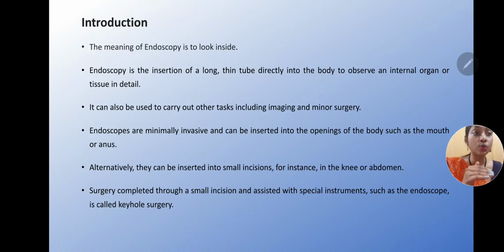But if there is no natural opening, then via a small cut or an incision, the other organs can be observed. Say for example, in case of the knee, there is no natural opening. So through a small cut or an incision, the endoscopy can be performed. Now, surgery completed through a small incision and assisted with special instruments such as an endoscope is called keyhole surgery. Anyways, the endoscope is going inside, and along with it, if it has been assisted with some special instruments, even a minor surgery at a very minor level can be done. So this is known as keyhole surgery. It combines the principle of surgery as well as endoscope.